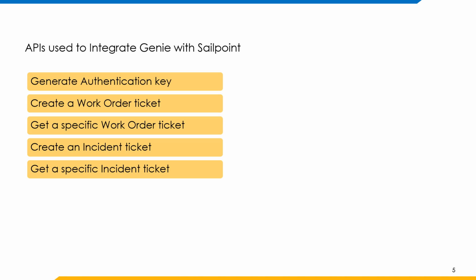Create an incident ticket. Here we are using this API to create an incident ticket. Get a specific incident ticket. Here we are using this API to get specific incident ticket details like incident number, request ID, creation date, and many more.